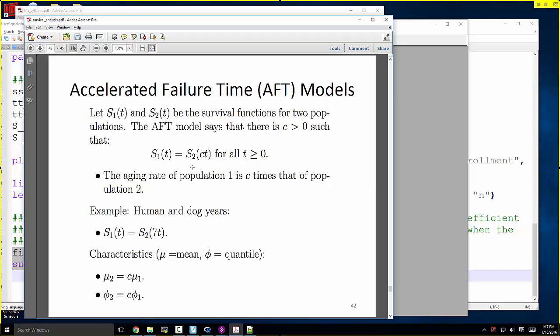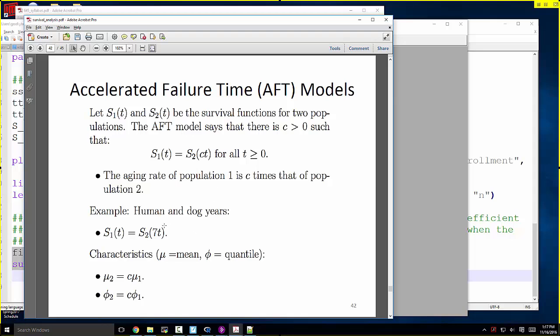Survival probabilities generally go down with increasing time. So if the survival at time t is equal to the survival at some positive constant times t in the other group, then S1 of t has survival probabilities that are decreasing in an accelerated way. That's where the AFT nomenclature comes from.